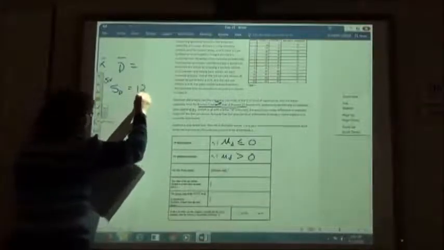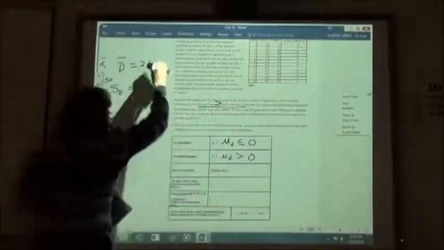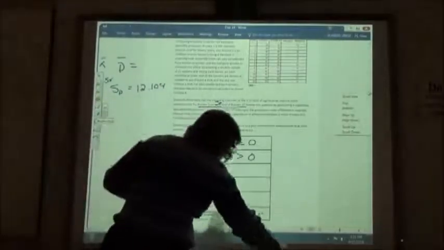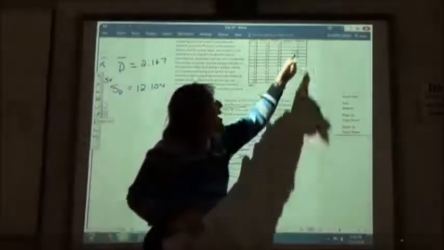12.104. For which one? The S, the standard deviation, 12.104. The mean, again, we can just use it off the calculator instead of figuring it out the long way like we did last time. The x bar is 2.167. If you really wanted to, you could add all those up and divide by 12, and you should get the same number. But since we're doing our standard deviation, we could just as well use the calculator for the other number.